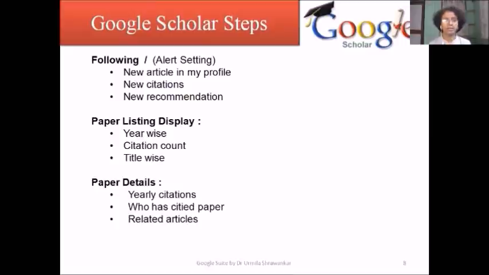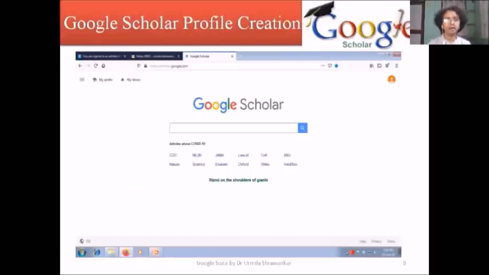The paper listing can be displayed year-wise, citation count-wise, or title-wise. The paper details are available, such as yearly citations, who is citing your paper, and the related articles. Now these are some steps, and I am giving you the actual demonstration. This is a simple application.